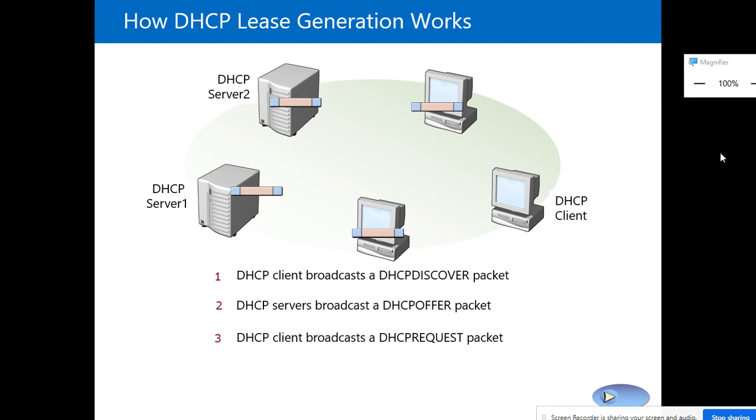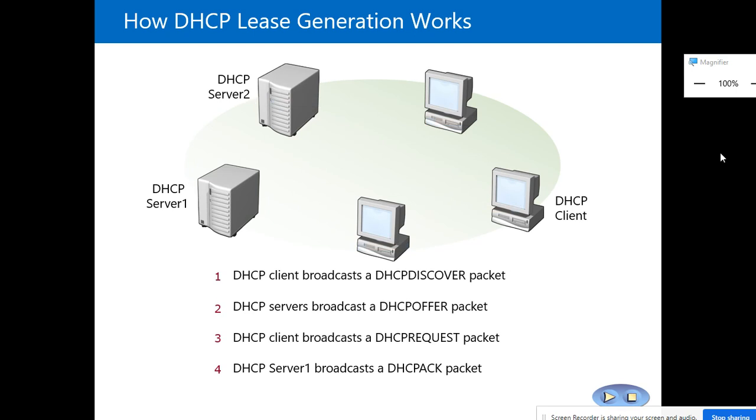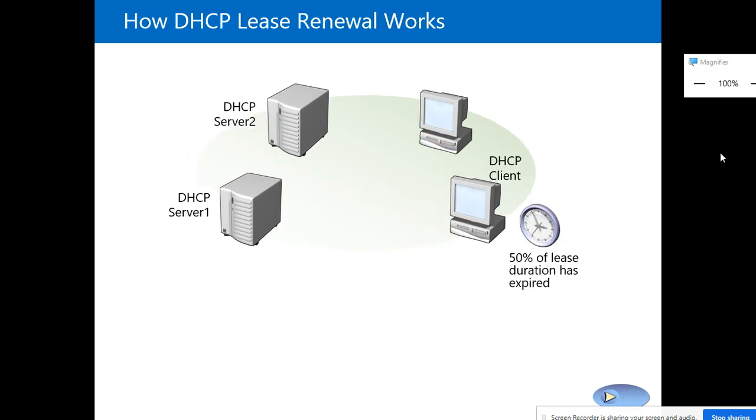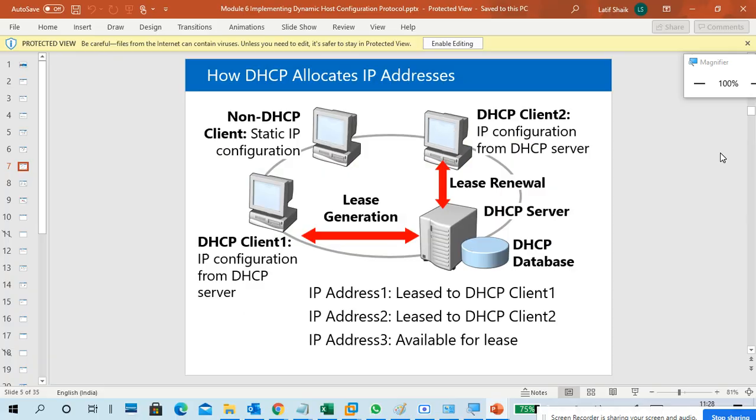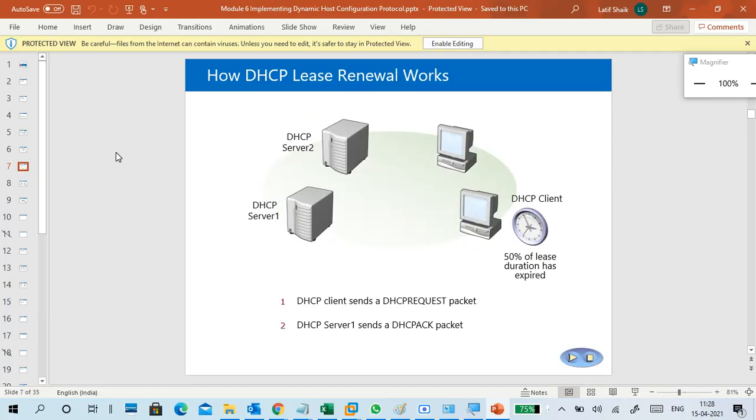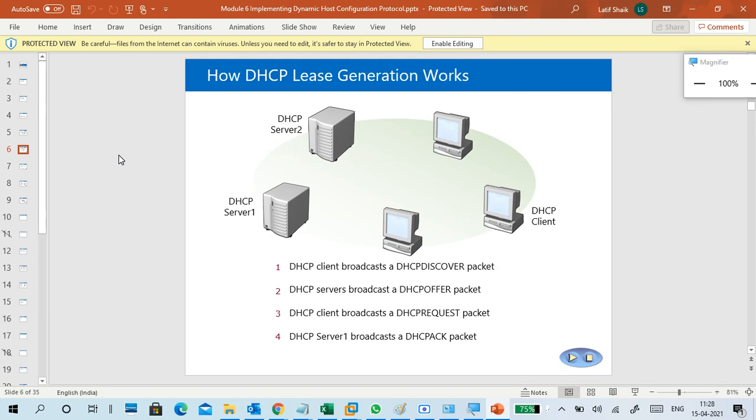I will explain each and everything again. Just see the broadcast messaging. Now the DHCP server broadcasts an acknowledgement packet to everyone. Once the acknowledgement is done, the DHCP client is assigned the IP address. That's it. This is the lease duration, so we'll go to the lease duration later.